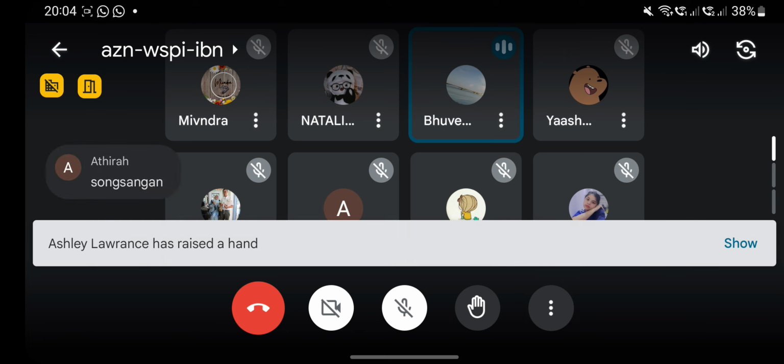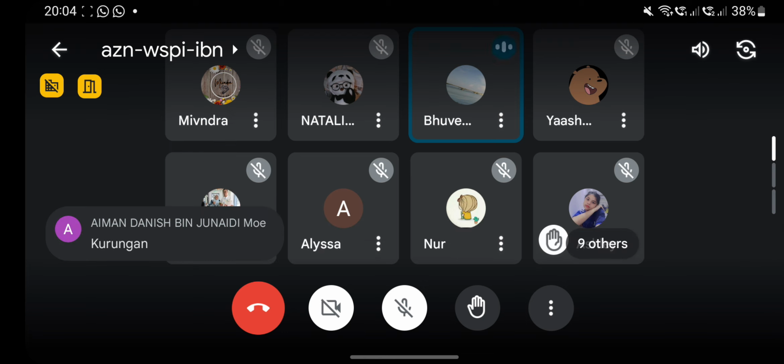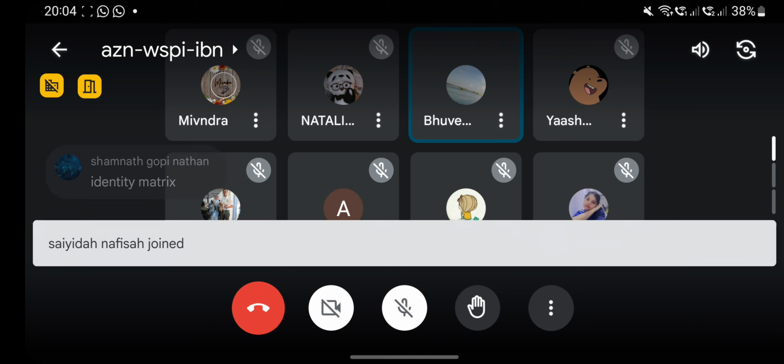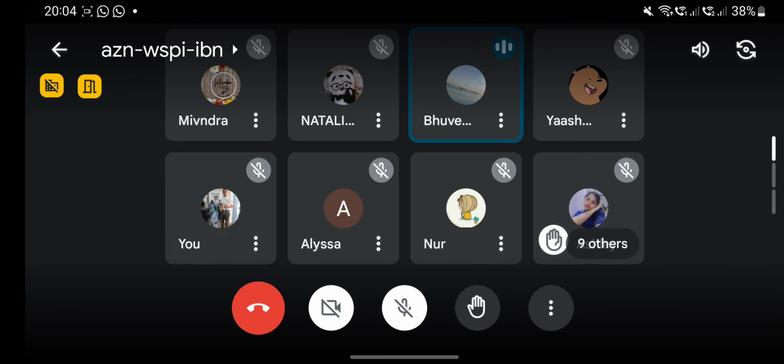Apa ungkapan boleh datang kepada minda kamu bila cakap tentang matrix? Perkataan apa? Kurungan. Okay, correct. Songsangan, betul. Correct. Identity matrix, good point. Yes, Shamnat, correct. Other than that, guys, lagi.